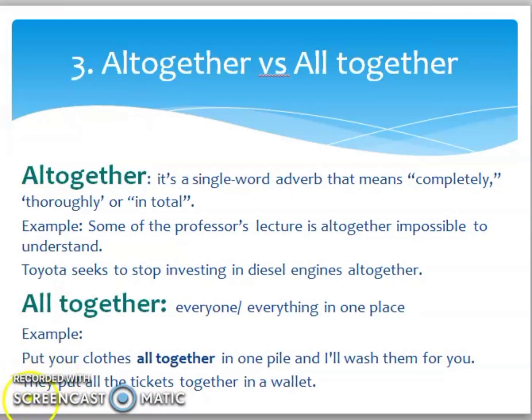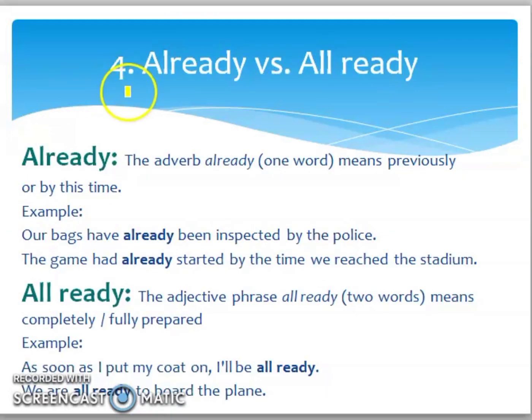The second example, they put all the tickets together in a wallet, right? So all together means in one place, right? And here altogether means completely, thoroughly, or in total. Next, already versus all ready.